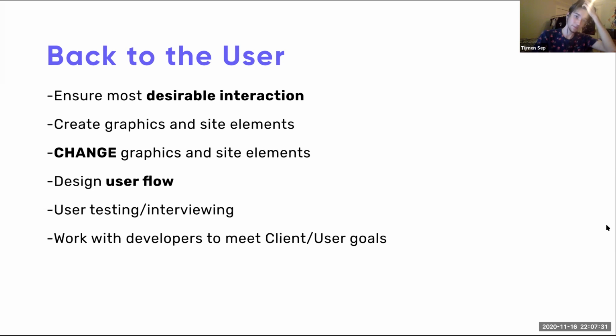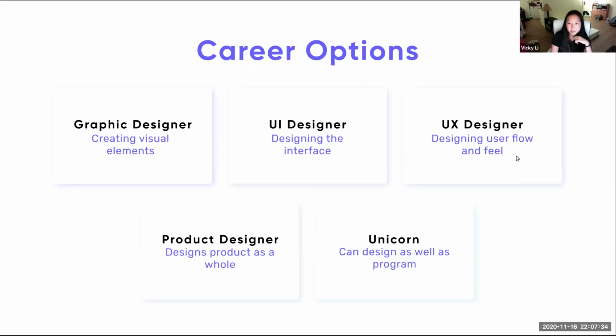Next slide. Okay, so I guess some of you might be curious, possibly, what careers look like in design. So there's a few different types. There's obviously many more than what's listed on the screen, but these are often considered the most popular career options. So there's a graphic designer who creates visual elements. They work a lot with things like Illustrator, Photoshop to create graphics for a page or for a company in general. And then you have UI designers and UX designers. These are obvious because I already explained to you what these are. But UI designers design the interface, and then UX designers focus more on the user flow and feel.